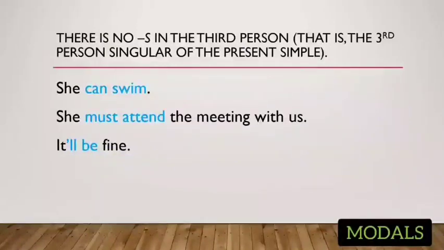First, she can swim. There is no s in the third person. That means that is the third person singular of the present simple. Normally we use she swims, but when you use can, you cannot use swims. That means after using a modal, you have to keep your verb as it is. You cannot change it into V2, V3, V4 or V5.